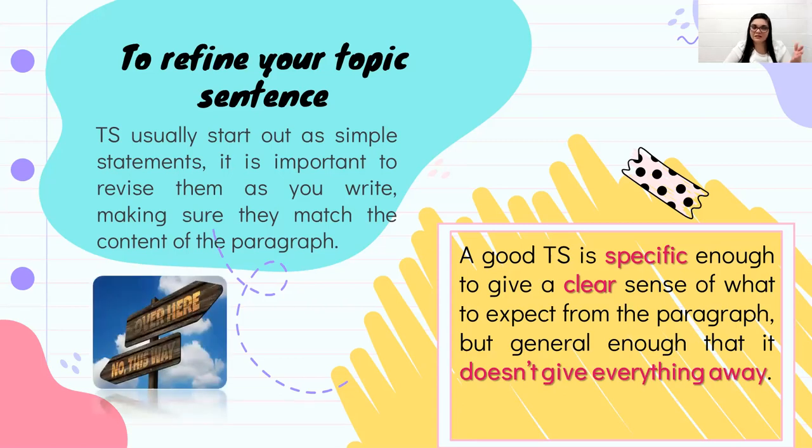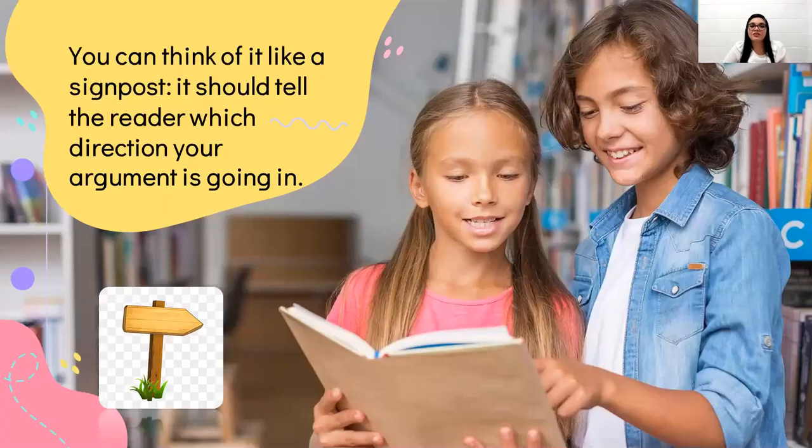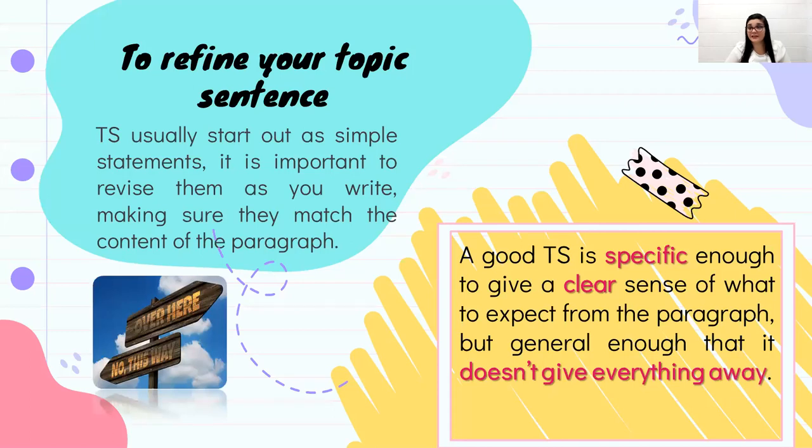When you think of it, take a look at the picture you see. Do you know what this is called? Well, you can think of your topic sentence like a signpost. It should tell the reader which direction your argument is going in. If your signpost is not clear and it tells you go this way or go that way, your reader will probably be confused if your topic of interest is not clear, or if you're listing two topics of interest in the same sentence. That's why I always recommend you to have simple sentences.